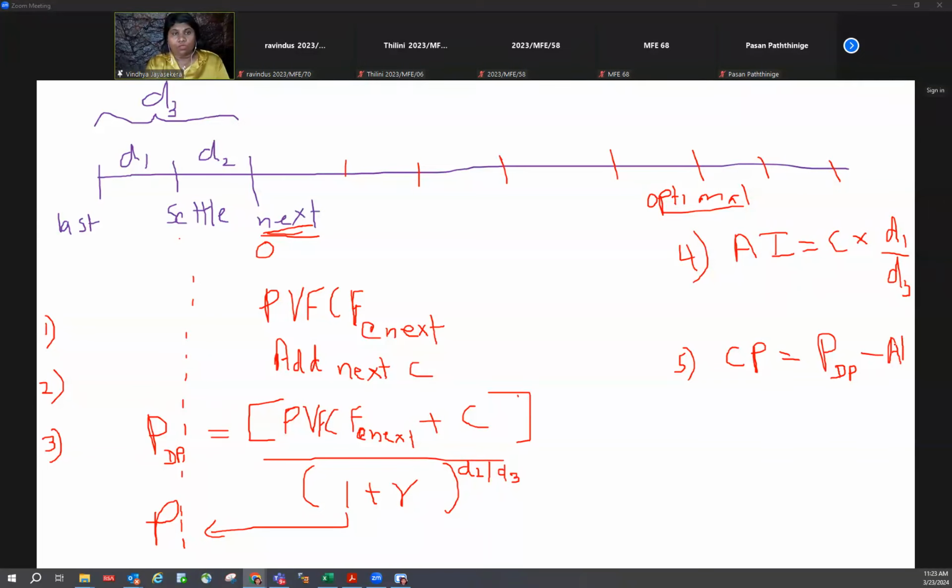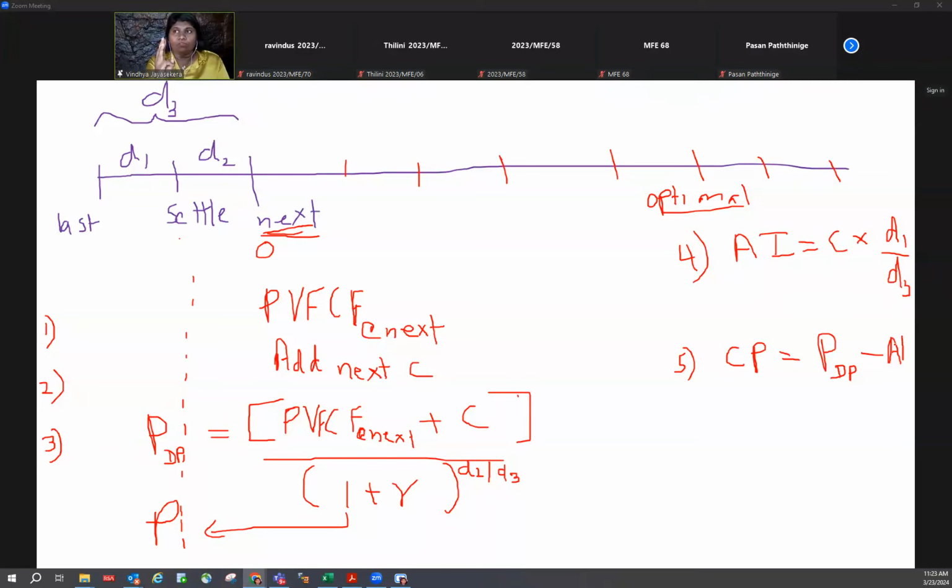That's the steps that you follow. Once you have the process in your head, it's actually not difficult, right? What is the process? Calculate the price at the next coupon, next coupon being period 0. Add the next coupon. Discount it for the odd period, and you will get your dirty price.